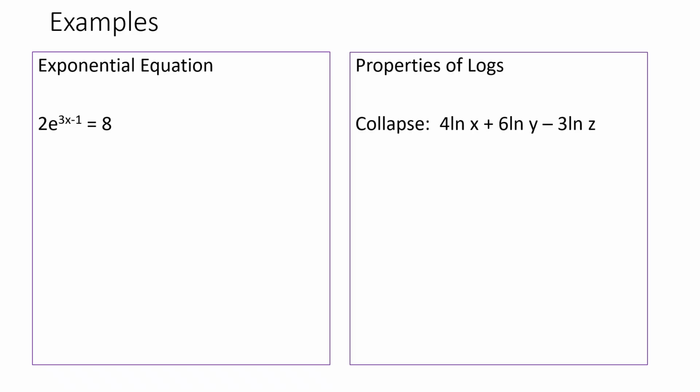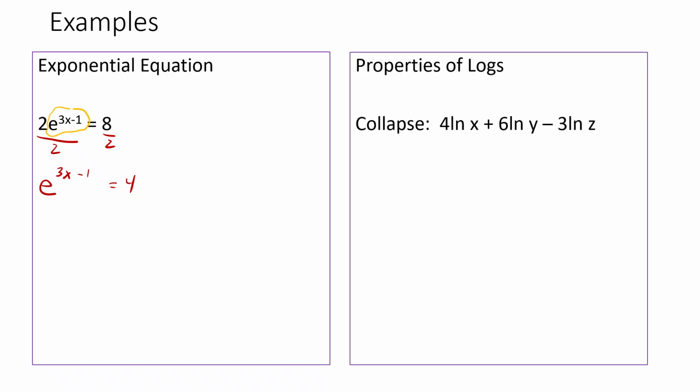You would want to isolate your exponential first. So in this problem, there's our exponential. So I am going to start this problem by dividing both sides by 2. So I get e to the 3x minus 1 equals 4. And then just like you would undo the exponential by taking the log of both sides, matching the base up, this is what you would do here.